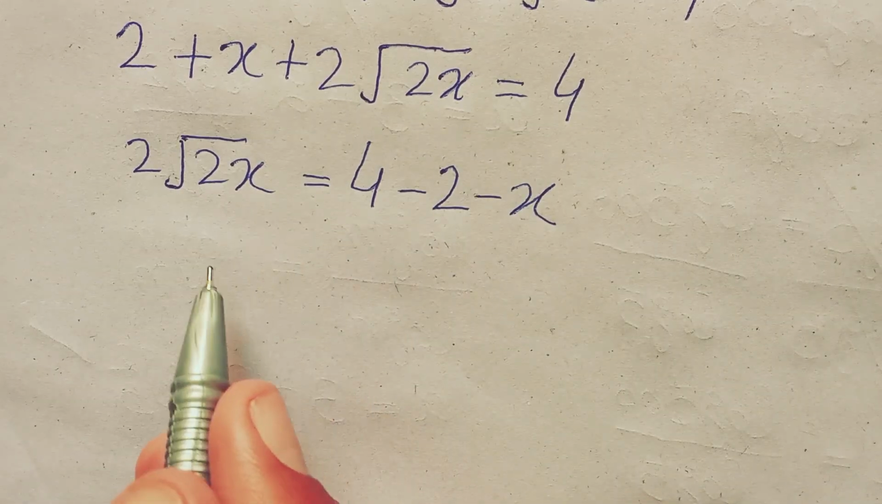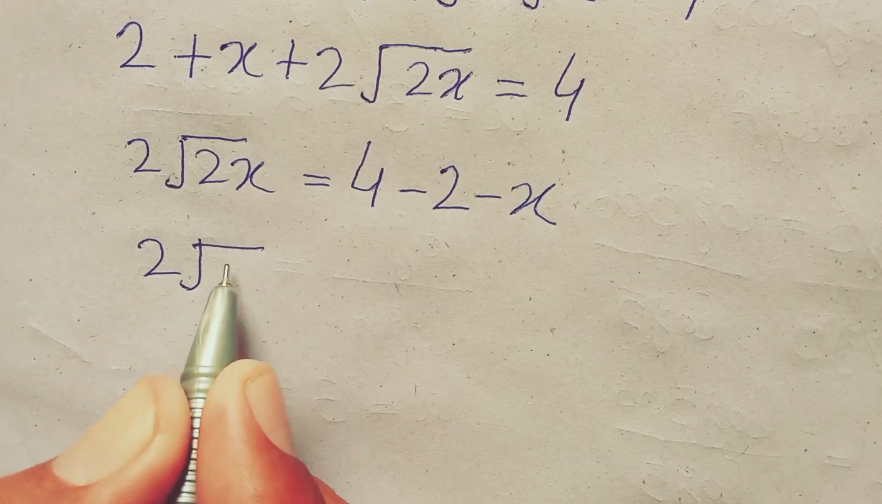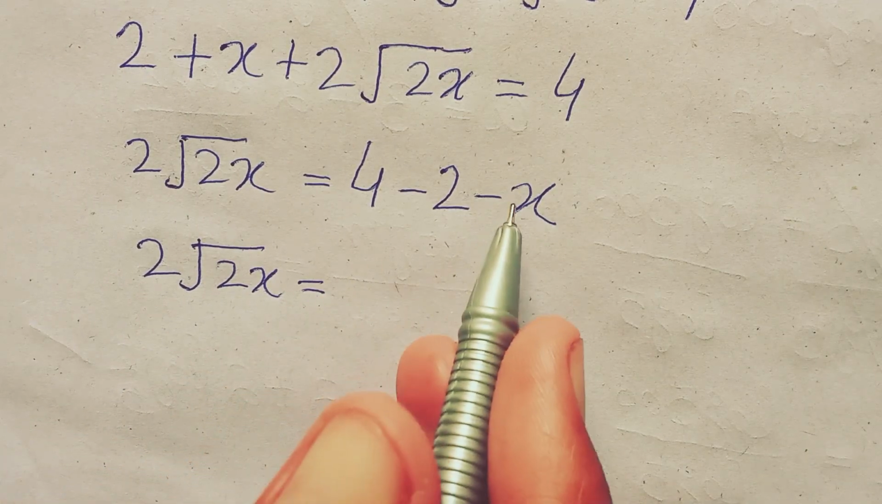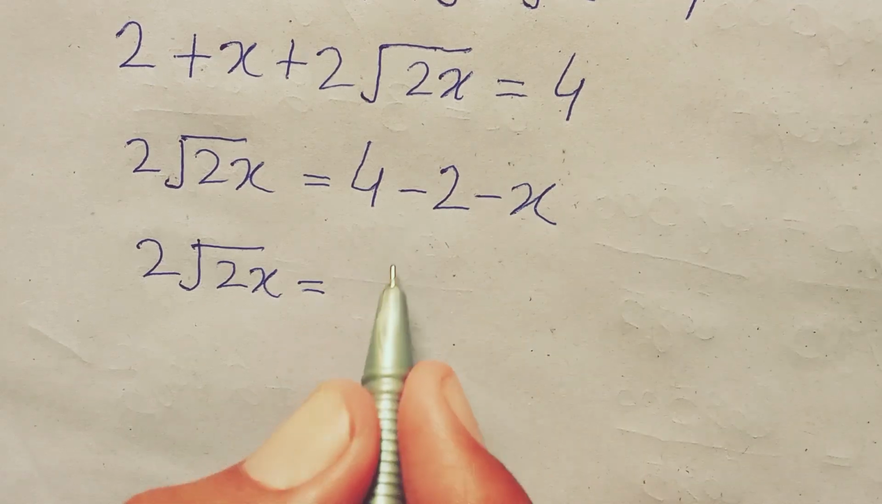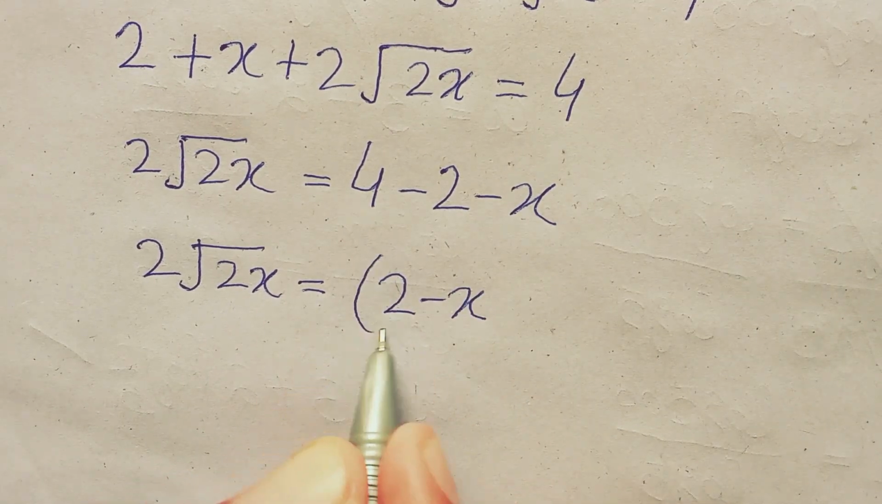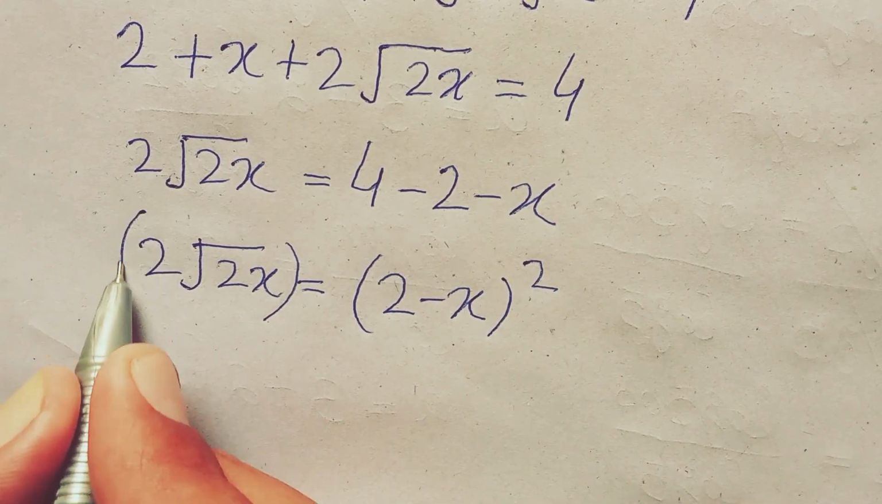Now again we solve this, so it becomes 2 square root of 2x is equal to, we can write this as 4 minus 2, which is 2, minus x. Now again squares on both sides.